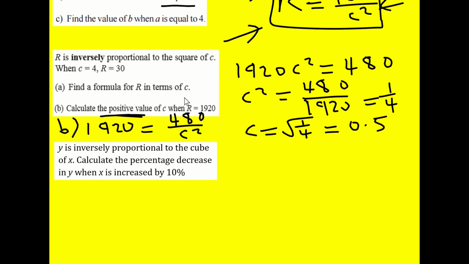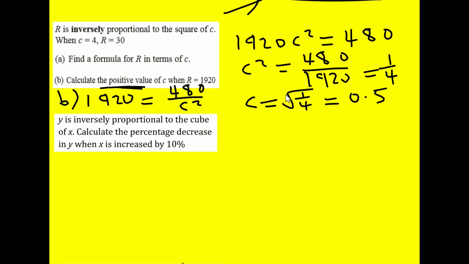Okay, one more type of question to look at. This time, we don't have some nice conditions to try and find the formula. We have to use our knowledge of inverse proportion and of percentages to be able to solve this. So, y is inversely proportional to the cube of x. So it's directly proportional to 1 over x cubed. And that means y equals k over x cubed.